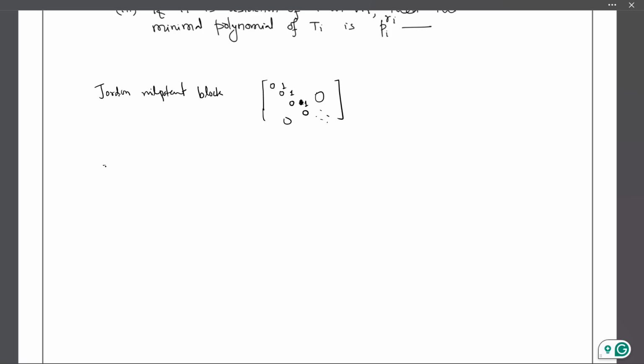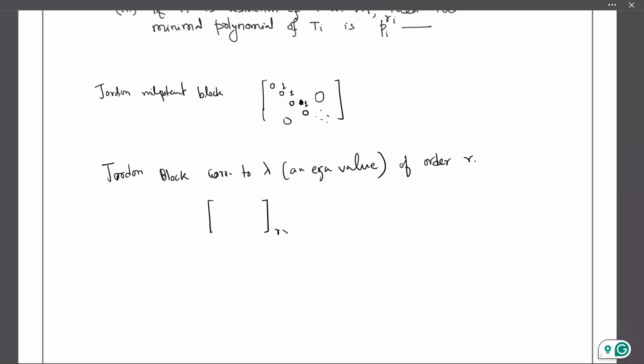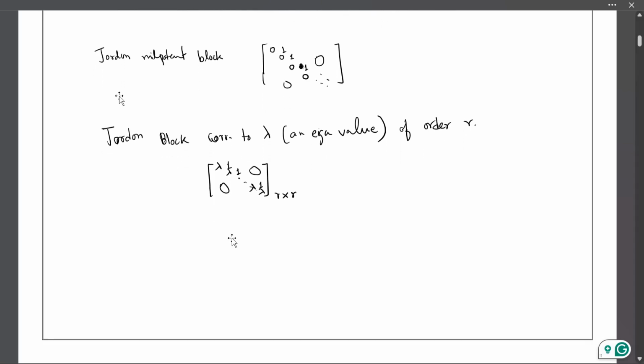And what is Jordan block? Jordan block corresponding to some eigenvalue lambda. Lambda is an eigenvalue. Then Jordan block of order R is nothing but R cross R matrix, where each diagonal entry is lambda, and super diagonal entries like that are one, and everywhere else is zero. So this is Jordan block of order R.